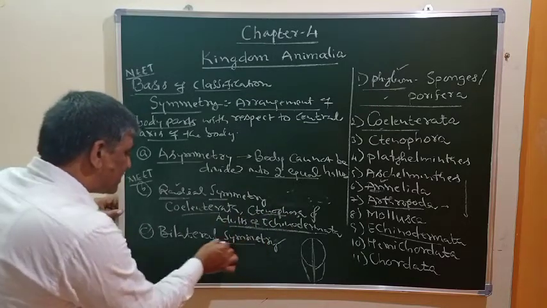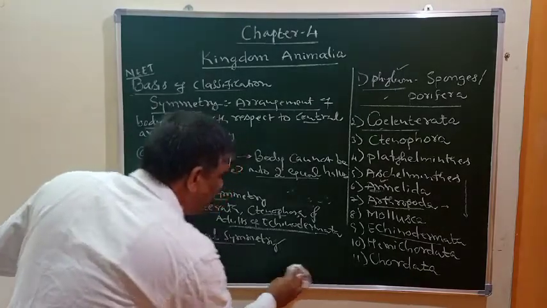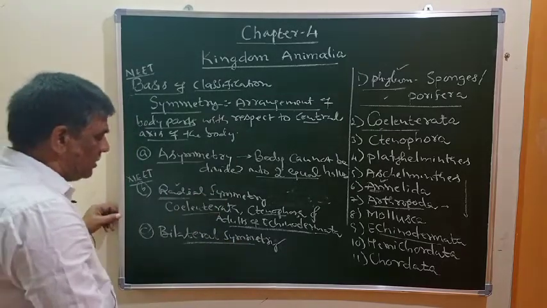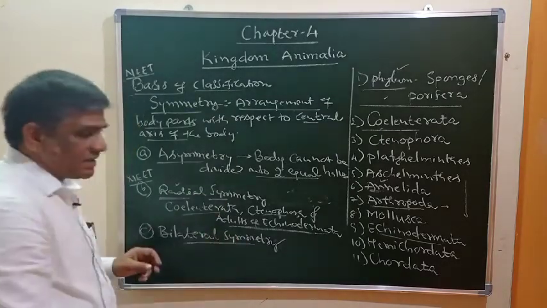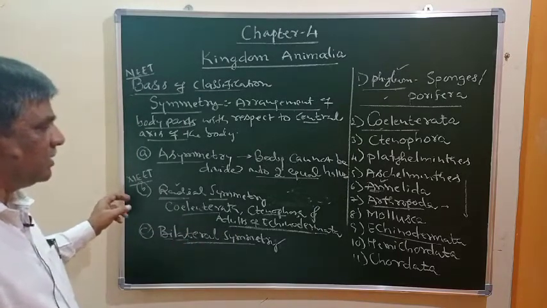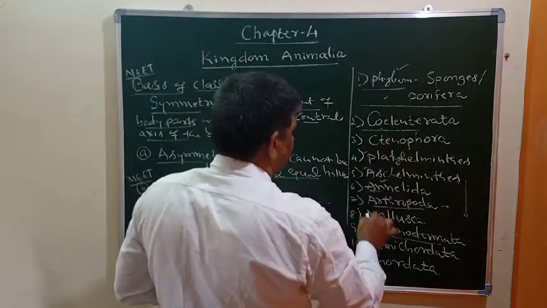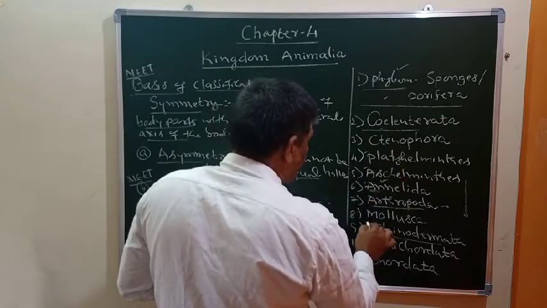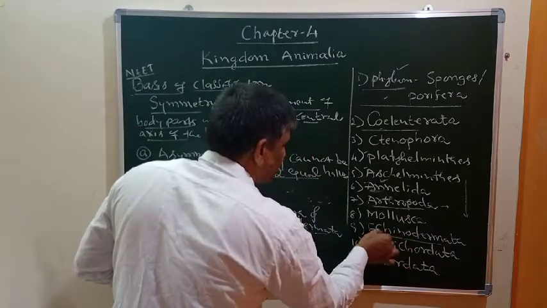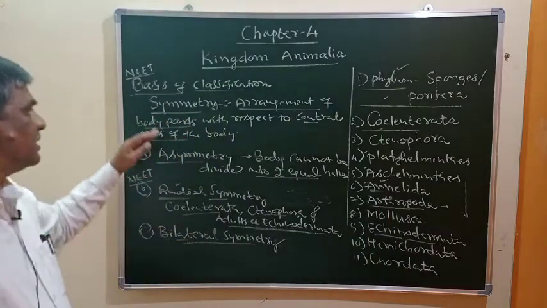And the next one is called bilateral symmetry. In case of bilateral symmetry, the animal body can be divided into two equal parts only in one particular direction, so that we get left and right sides. Two parts. Therefore it is nothing but bilateral symmetry. Here, Platyhelminthes, Aschelminthes, Annelida, Arthropoda, Mollusca are bilateral symmetric, except echinoderms. In this way, larvae of echinoderms are bilateral symmetric. The remaining animals are all bilateral symmetric.